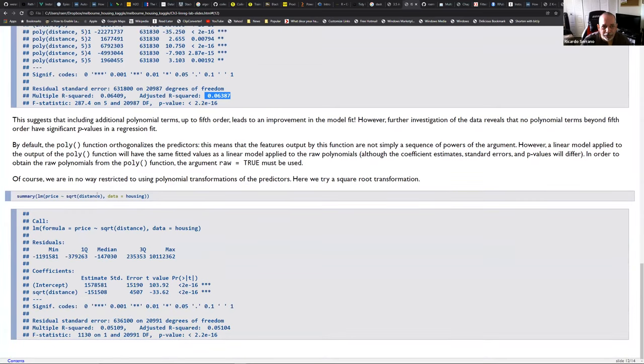Okay, then to the last, this is something that was covering the book in a little bit different way. They square, they transform the feature to the square. Here, what I'm doing is trying to see if the square root, instead of going up, going down, trying to see the square root of distance can have an effect on the model, if it can improve the model.